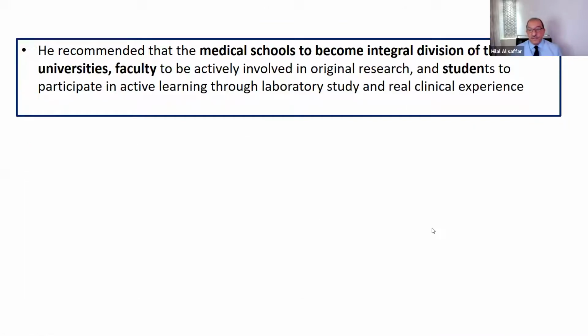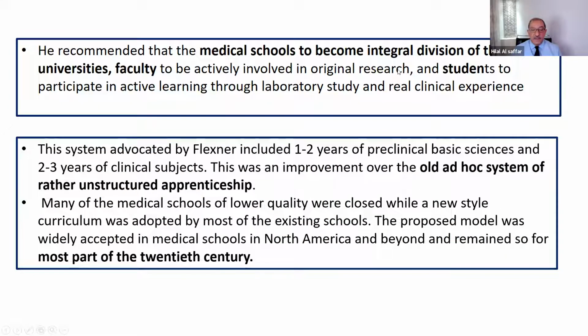And he recommended the medical schools to be an integral part of the university, the faculty of the medical schools to be involved in original research, and students to become more actively involved in laboratory and real clinical experience. This system, which was advocated by Flexner in 1910, included separation of the medical school years into two parts. The first 1 to 2 years is the preclinical basic part, and another 2 to 3 years is the clinical part. And this was an improvement over the past ad hoc system of rather unstructured apprenticeship.